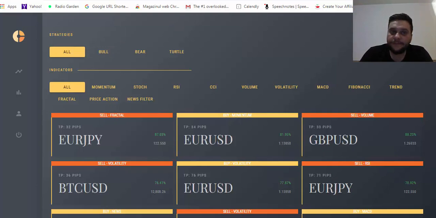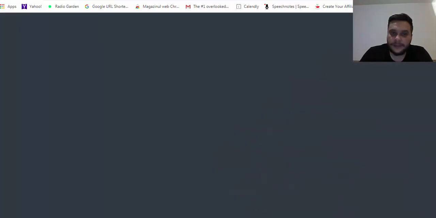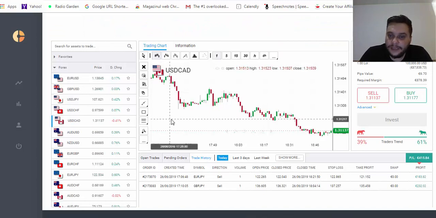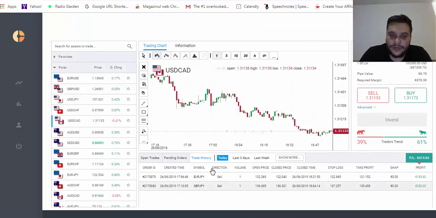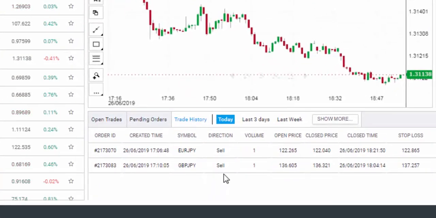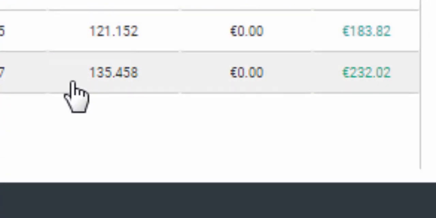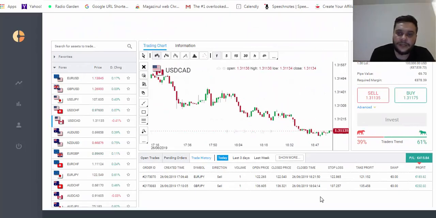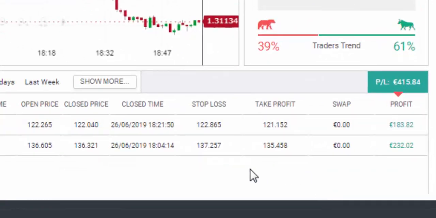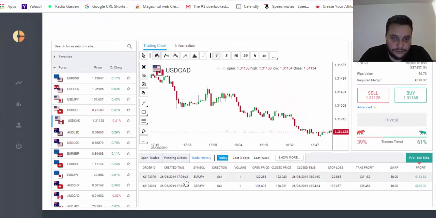Hi everyone, so I'm back with today's trading session, and let's go back to the dashboard, and to the trades, and have a look at what happened today. As you can see, those 2 trades, Euro GPI and GBP GPI, are on profit, both trades, and it's a good profit. The first one, Euro GPI, is 183.82 euros, and the other one, GBP GPI, is 232.02 euros. So from 2 trades we have a total profit of 450.84 euros.